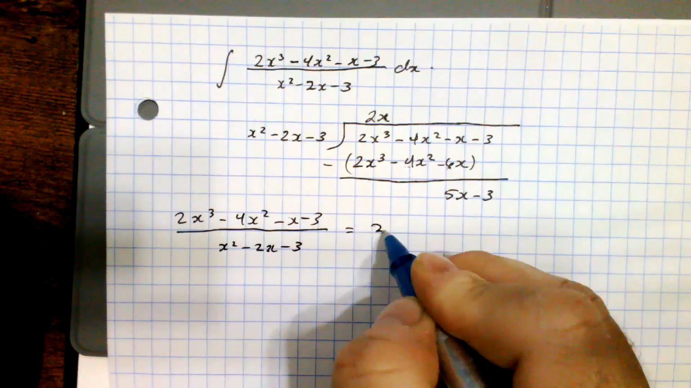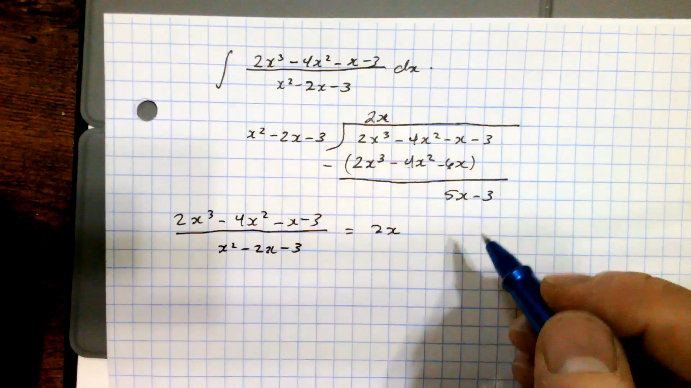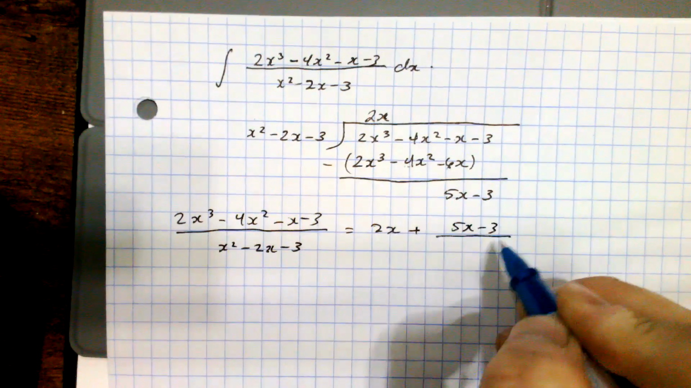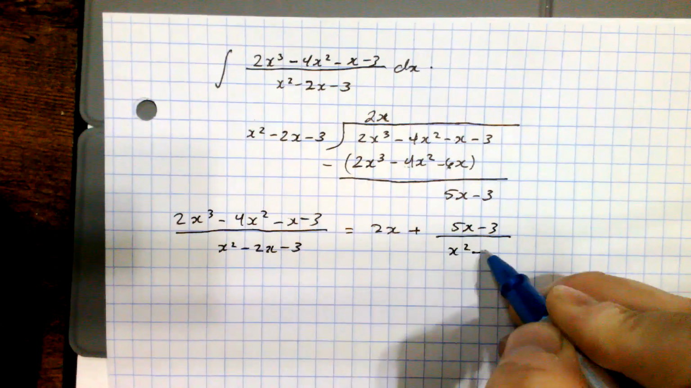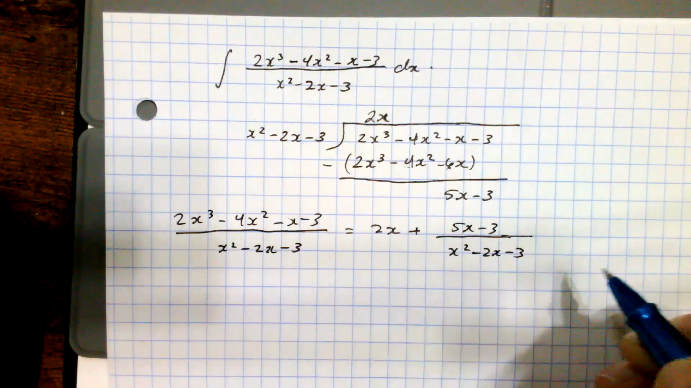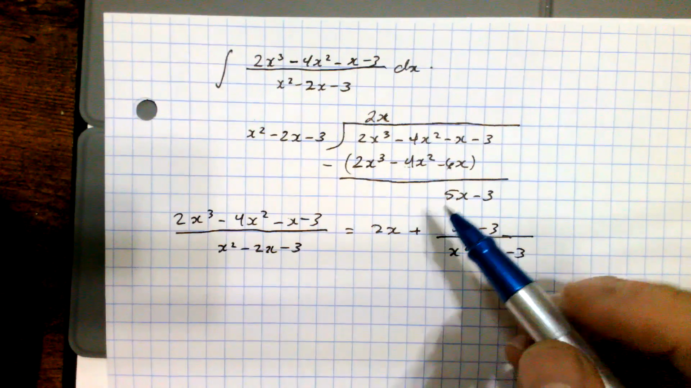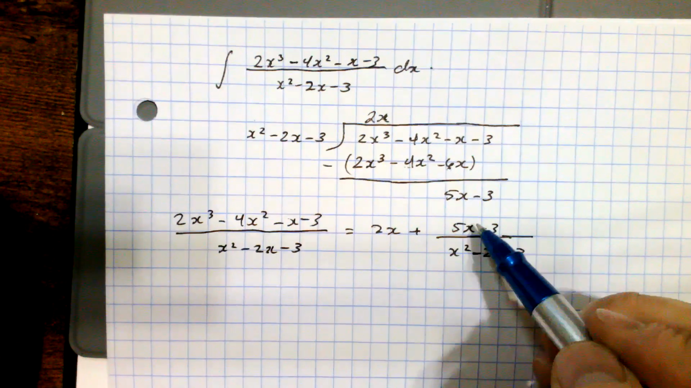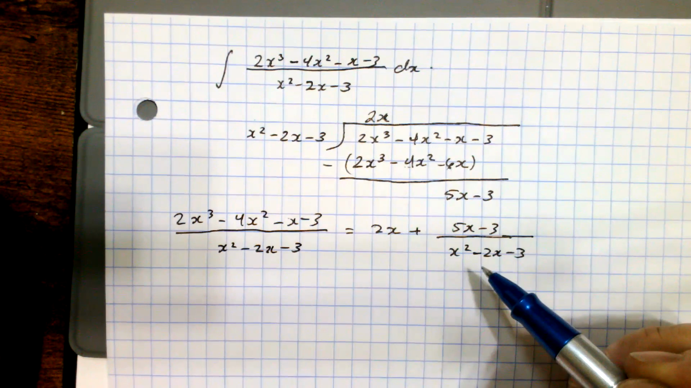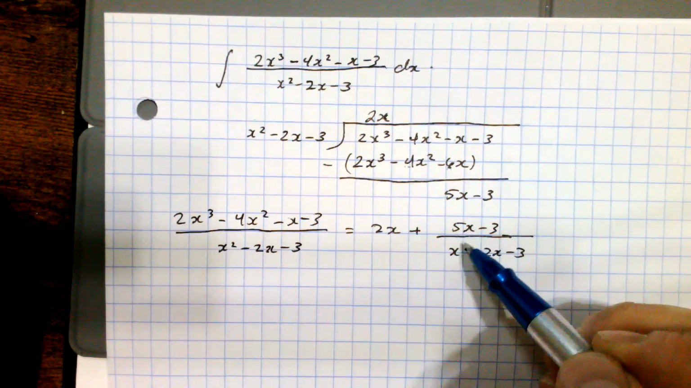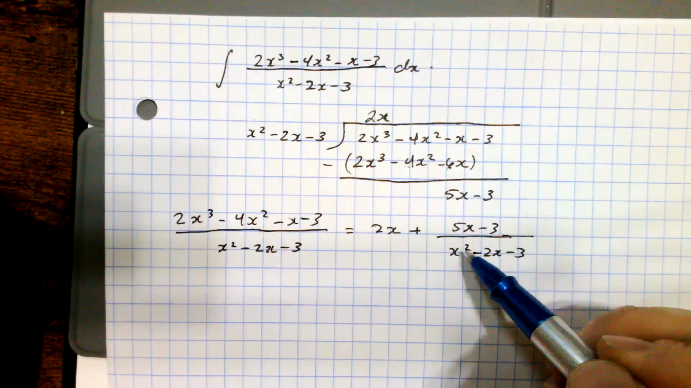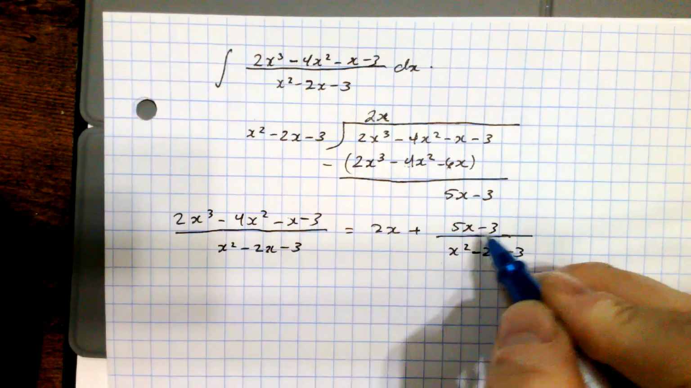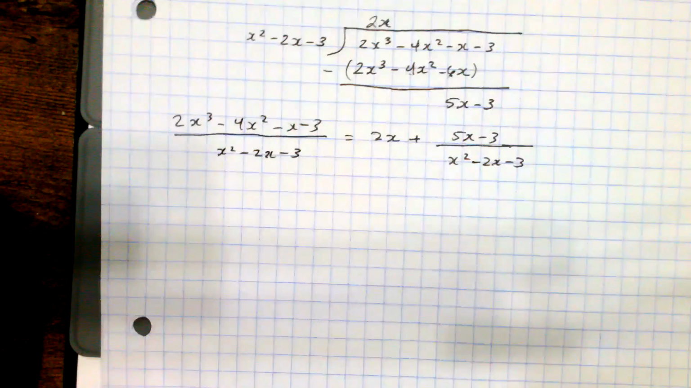we can write that as 2x, the quotient there, plus 5x minus 3 over x squared minus 2x minus 3. Okay. And so now this first one we can integrate as is, but for this one we notice that the degree of the numerator is now one less than the degree of the denominator. Sorry, I said that backwards. Yeah. The degree of the numerator is one less than the degree of the denominator. Okay. So now we can use partial fractions on this term. So we'll focus on that part next and then put it all together and perform the integration.